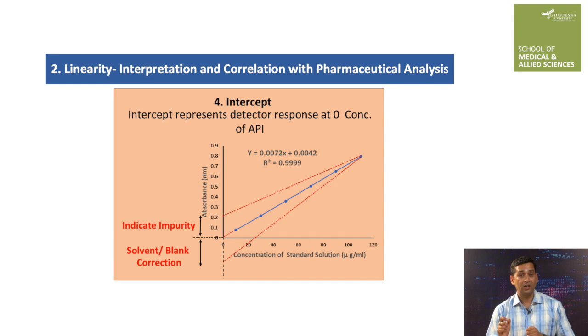It clearly indicates that there is some error or impurity which is showing absorbance even in the absence of API. While in case of negative intercept, we need to think about the solvent or blank correction. Hence, ICH guidelines recommend 0 or near to 0 intercept. 0 or near to 0 intercept rules out the possibilities of any impurity or any blank and solvent corrections.